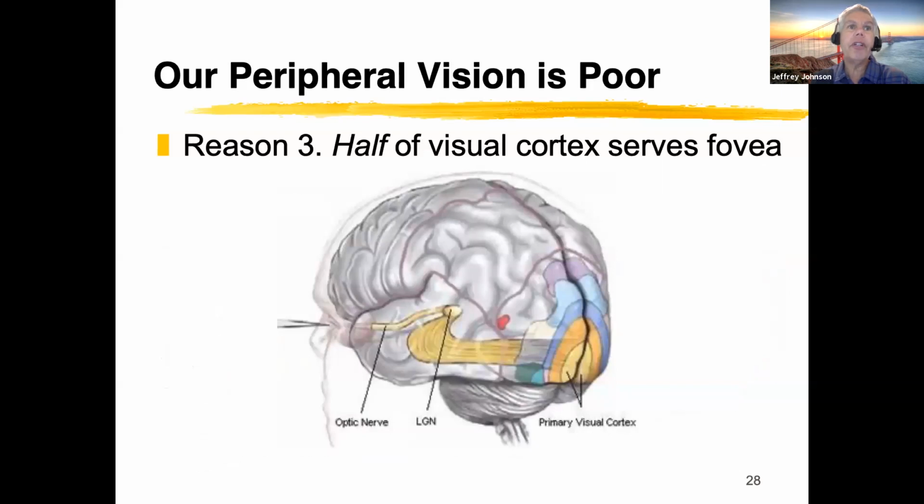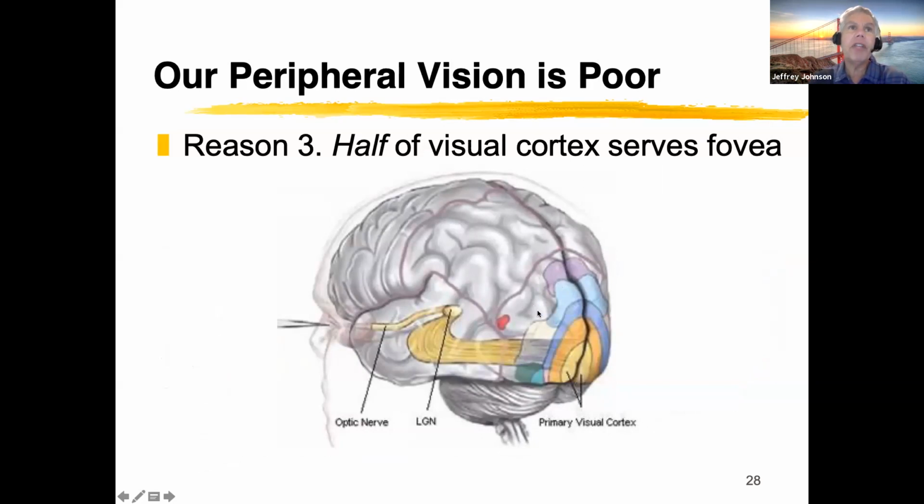And then third, when the information gets back to the back of the brain, the visual cortex has a map of the retina, but the map is distorted. Half of the area of the visual cortex is devoted to processing information from that 1% little tiny center of your visual field, and the other half is for the entire other 99%.